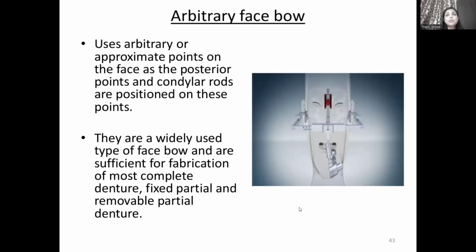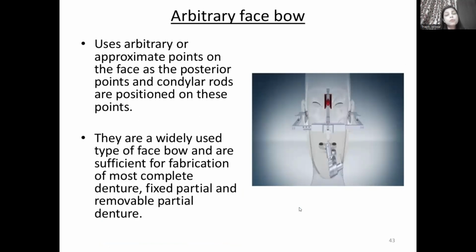They are in the range of 5 mm movements, and in many studies it is found that this range of movements is sufficient for the proper fabrication of prostheses; it will not interfere with their function. So it is okay to use arbitrary facebows for recording the hinge axis. They are the widely used type of facebows and sufficient for fabrication of most complete, fixed partial and removable partial dentures.